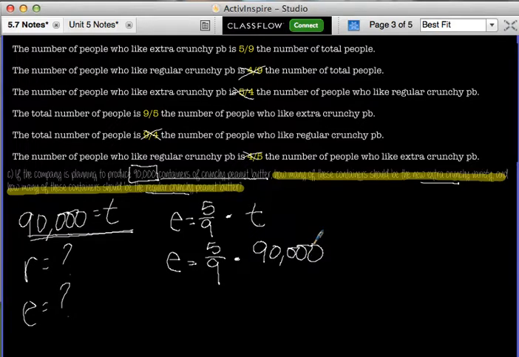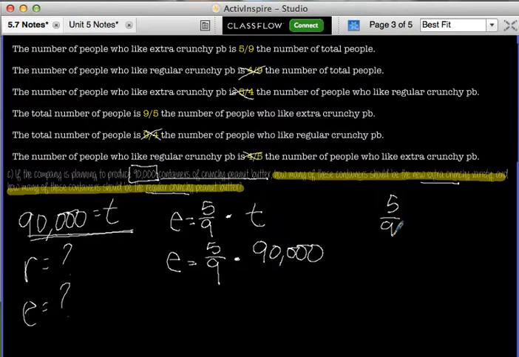So here's my equation. Again, we make an equation because a number like 90,000, we're not going to survey 90,000 people to find out how many extra crunchy peanut butter containers we should make. We're going to survey a small amount, and we're going to use that value to help us find how many we should make based on the total that we're making. So now I just go through and I do the math.